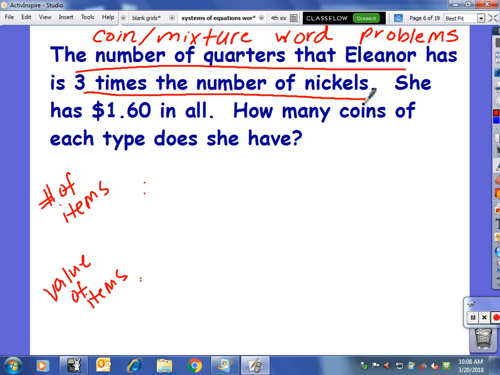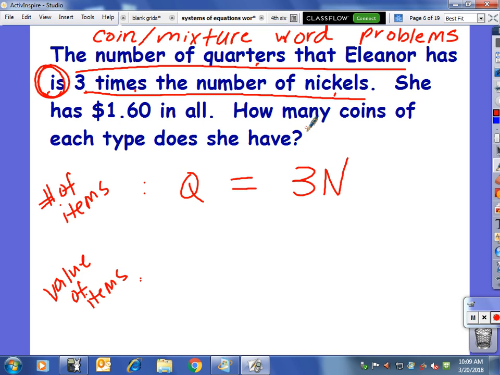Okay, "is" is where your equal sign would go. Quarters is 3 times nickels. That gives her more quarters right there. For example, if she had 1 nickel, how many quarters would she have? 3. If she had 2 nickels, 6. If she had 3 nickels, 9. Okay, so that's just the one that is relating the number of items to each other.